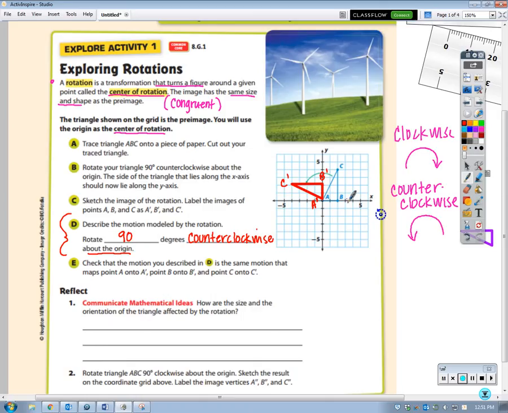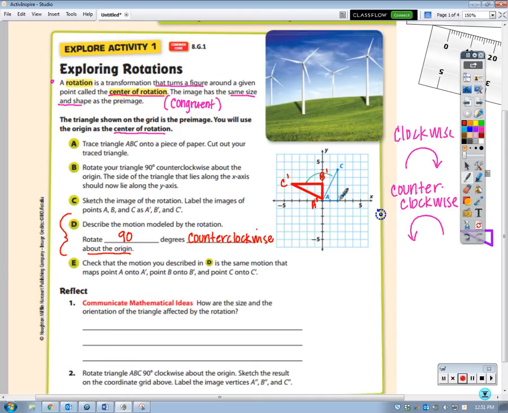Just a quick tangent here. Every quadrant represents 90 degrees. So if I go 90 degrees, I'm going to move from one quadrant to the next quadrant. If I go 180, I'm going to go across. That would be 180, right? And so 360 would be all the way around. So now I'm going to go ahead and do E.